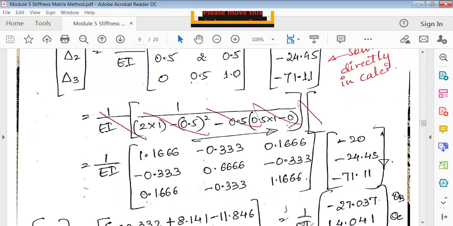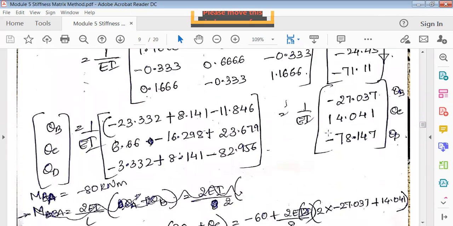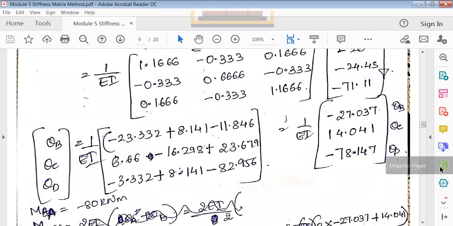Once you multiply, solve directly in the calci, you'll get the values. I've got now the first value, theta B. The first value is minus 27.03, then plus 14.04, and next is minus 78.14. When you're seeing this, after finding the first theta B, use the right side arrow in the calci to get the next term, and similarly the third one.